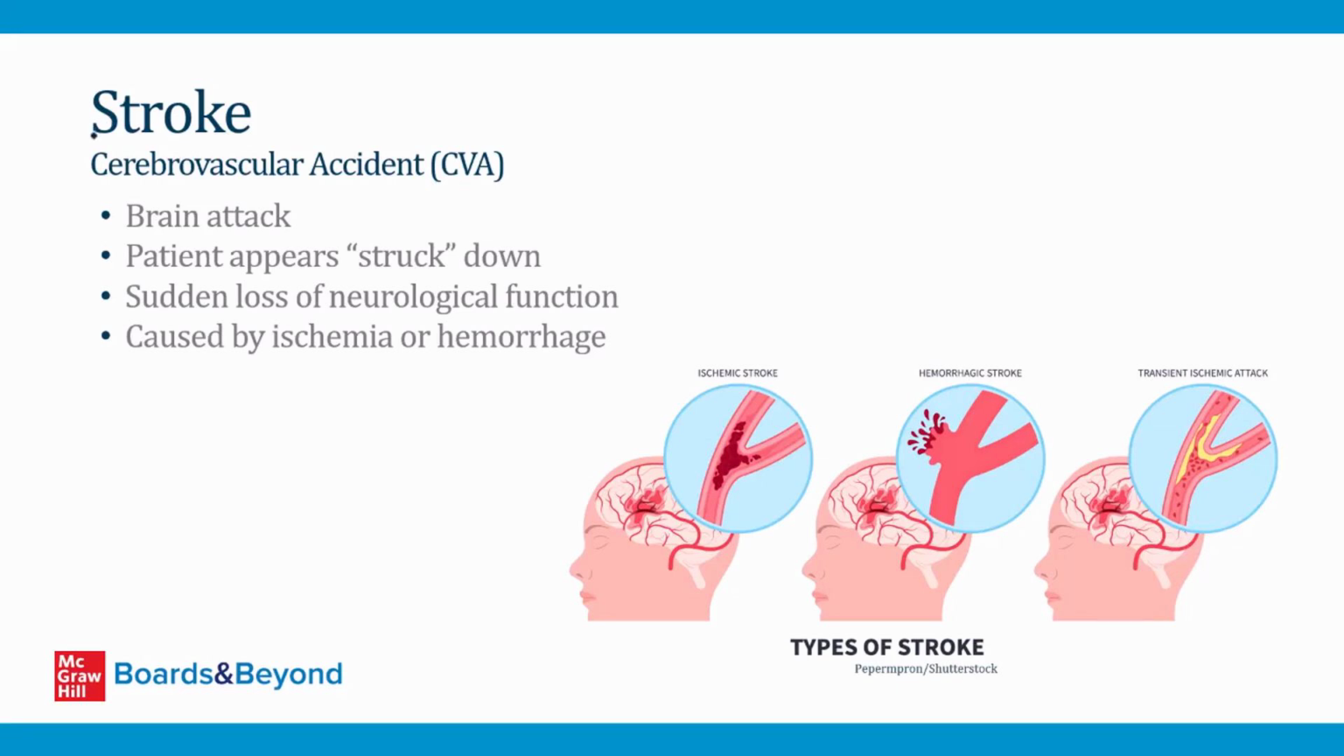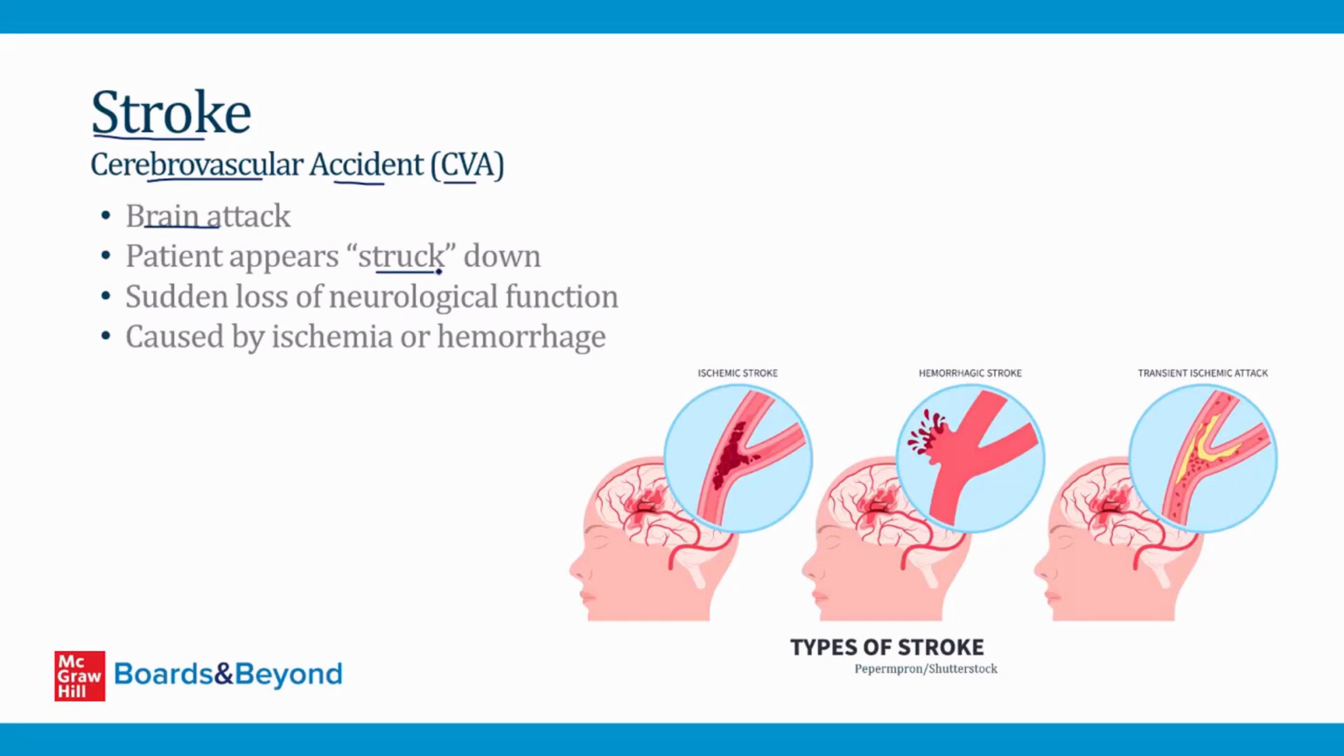Let's start by talking about stroke, which is also sometimes referred to as a cerebrovascular accident or a CVA. Some people think of a stroke as a brain attack because it shares many similarities to what happens in the heart when a patient has a heart attack. It originally was named stroke because patients sometimes collapsed when they had this condition and they appeared struck down, and that's why it was called a stroke.